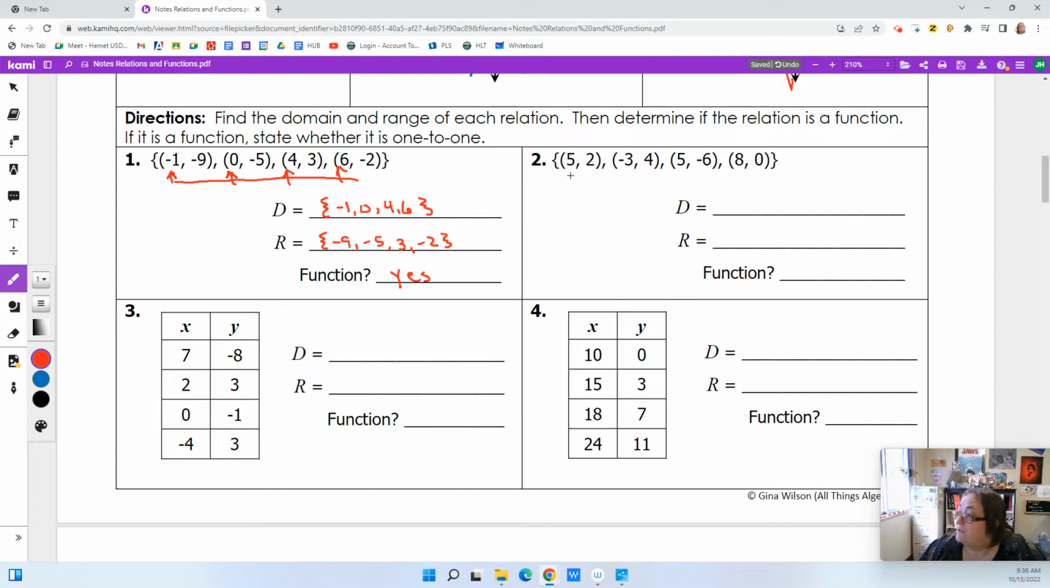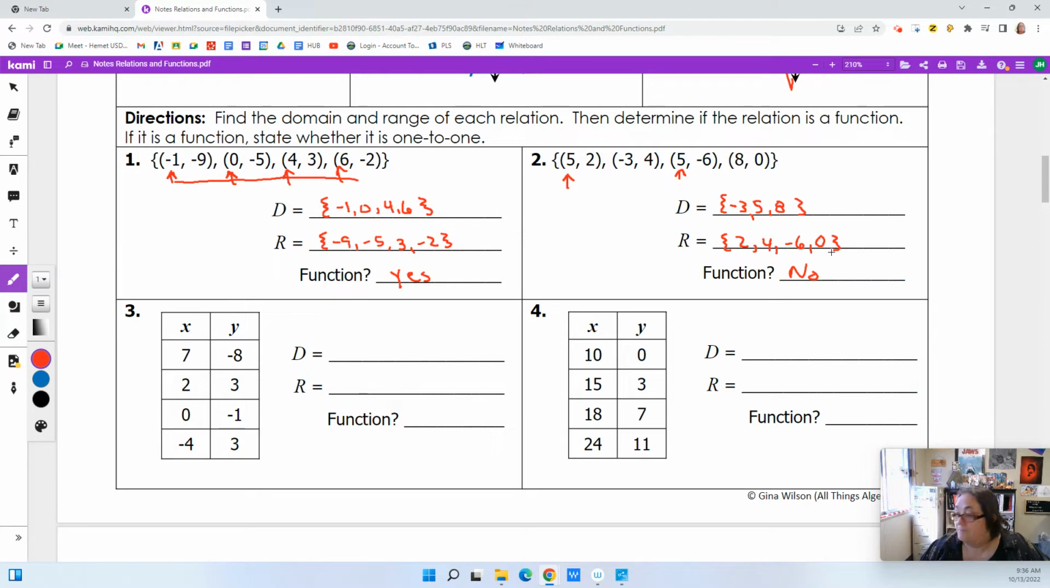If we look over here, we've got a domain of, well, we've got -3, we've got 5, we've got 8. But notice that we have 5s repeating. So we can say that it's not going to be a function because I've got a 5 that goes to 2 and I've got a 5 that goes to -6. Our range is going to be all of our y values. 2, 4, -6, 0.